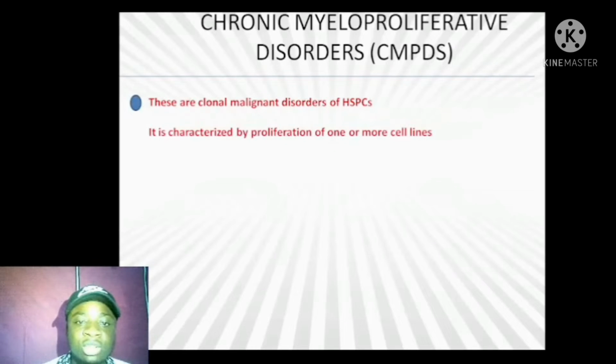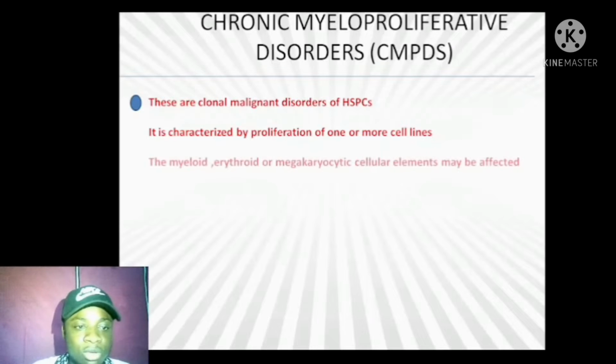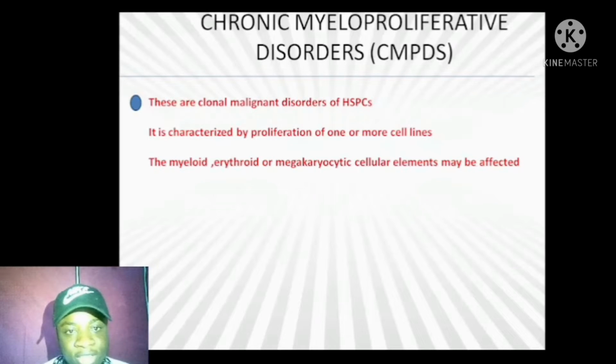These are malignant disorders of the hematopoietic stem cell, characterized by proliferation of one or more cell lines. The myeloid, erythroid, or megakaryocytic cellular element may be affected. So when we say myeloid, we are talking about the WBCs. Erythroid, we are talking about the red blood cells. Megakaryocytic, we are talking about the platelets. All these cellular elements may be affected when it comes to chronic myeloproliferative disorders. It's very important.